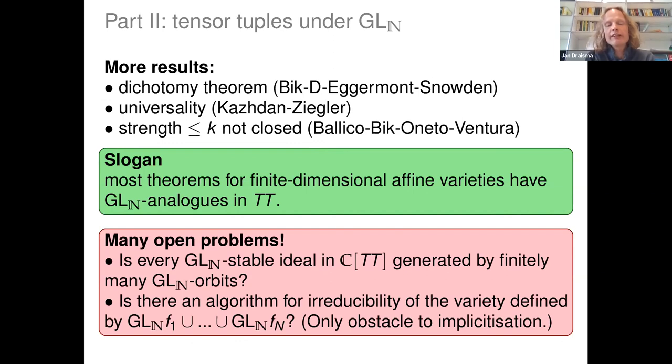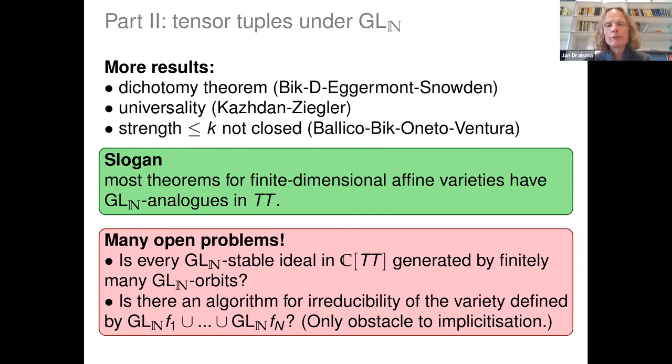And the question is, is there an algorithm that decides whether this variety is irreducible, whether or not it can be written as a union of proper closed subvarieties? And I don't know whether that is decidable. If it were decidable, then this is in fact the only obstacle to implicitization.